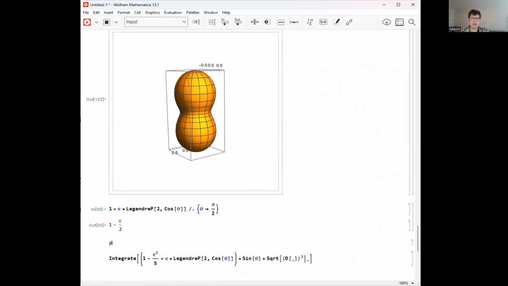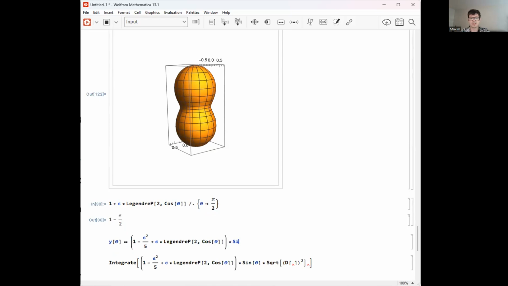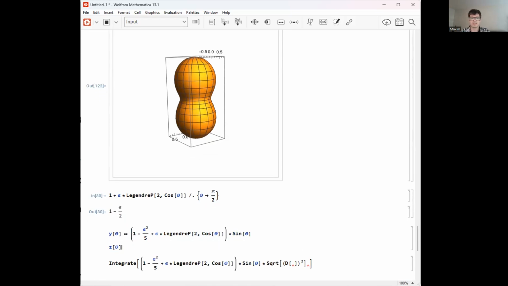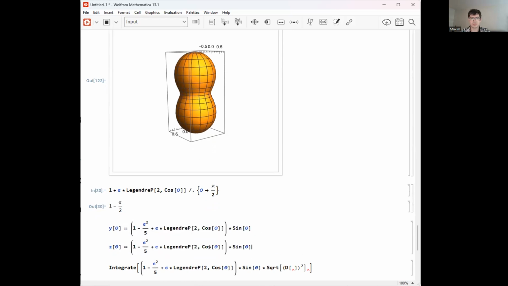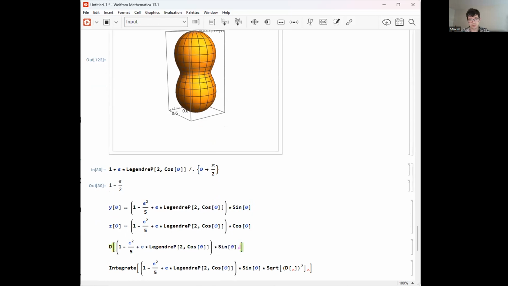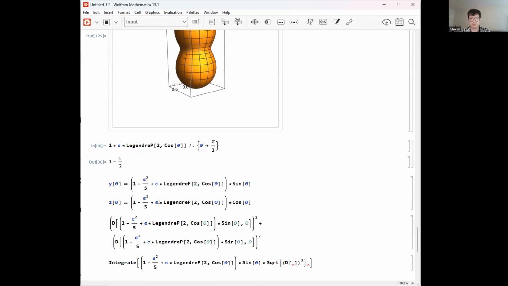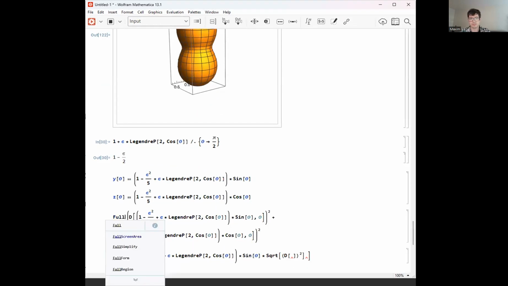Actually, let's work that out. So y of theta is just r times sine of theta, and z of theta is the same thing, but cosine. And then we need to take the derivative of this with respect to theta. We square the whole thing, and to that we add the derivative of the other one with respect to theta, and we can simplify that, see what happens.